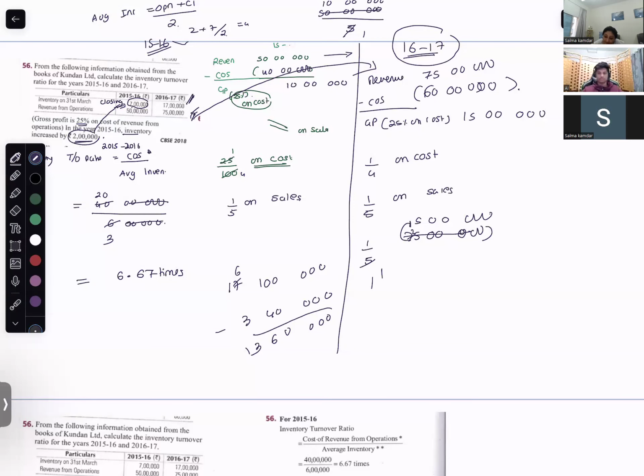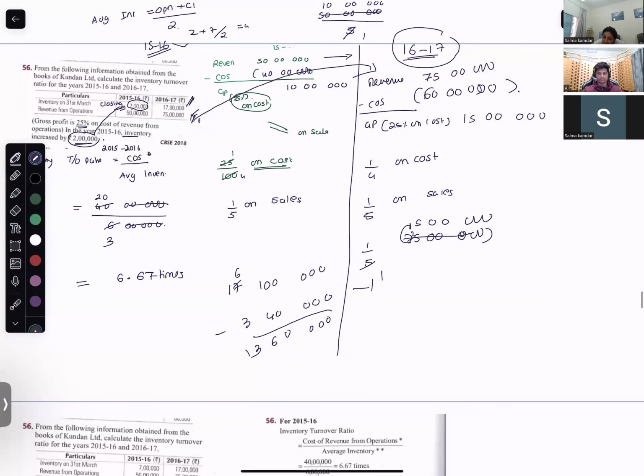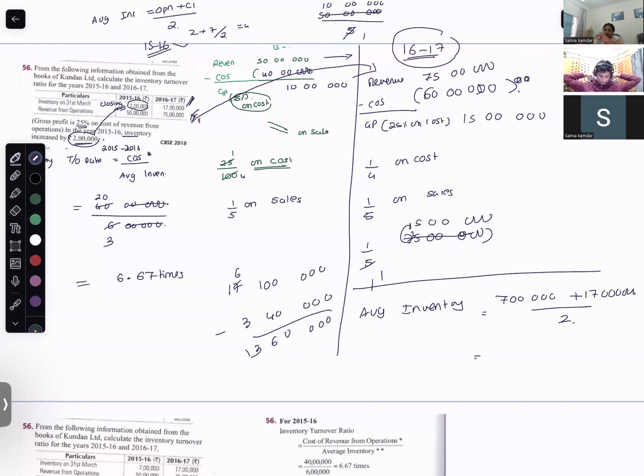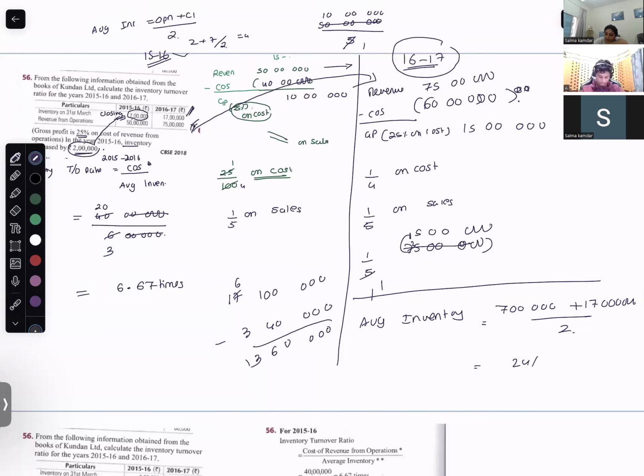Let's talk about the average inventory now. You got cost of sales as 60 lakh. Average inventory will be opening inventory, that would be the closing of last year, plus closing of the current year, divided by 2. 7 plus 17, that is 24 lakh, divided by 2. So it's 12 lakh.